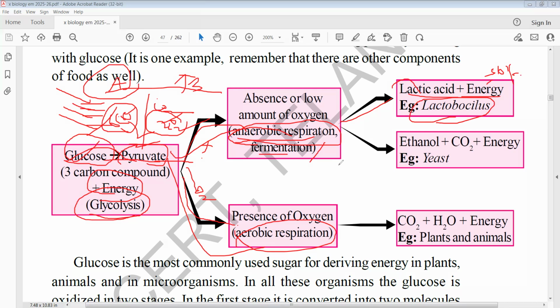Another important microbe here is yeast, which belongs to fungi. Due to the absence of oxygen, glucose is converted into ethanol, which is ethyl alcohol. Ethanol is also called ethyl alcohol. The chemical formula of ethanol is 2C2H5OH.